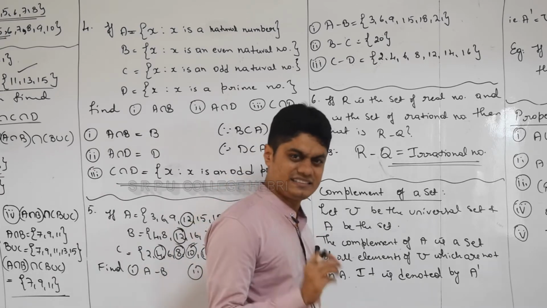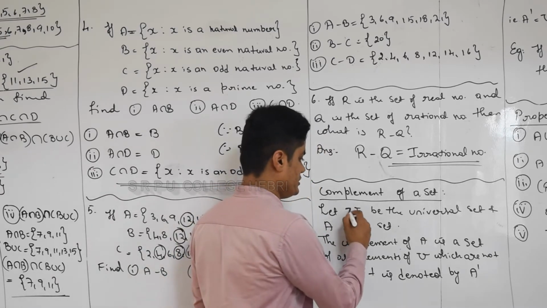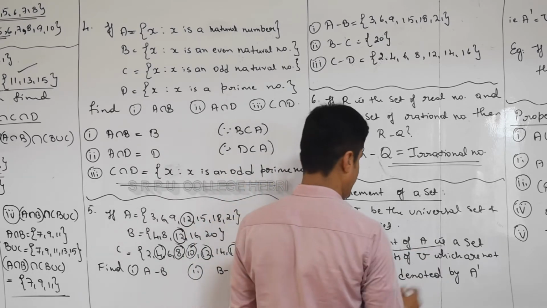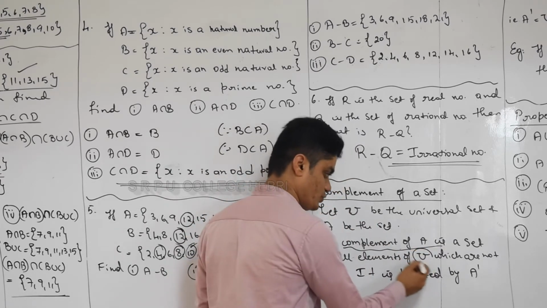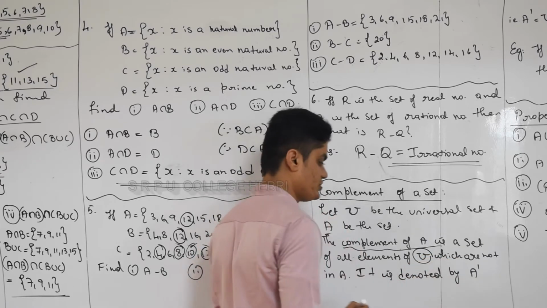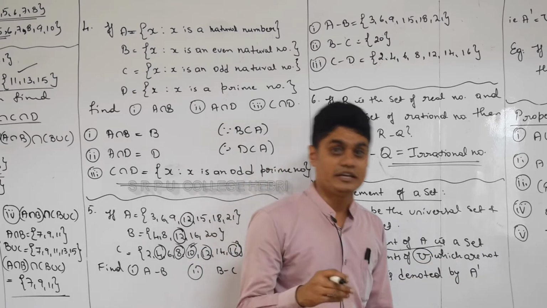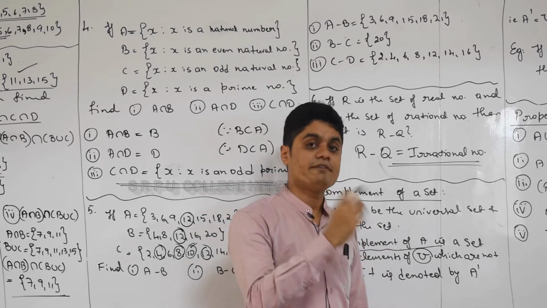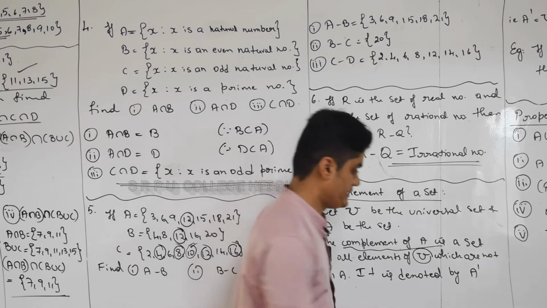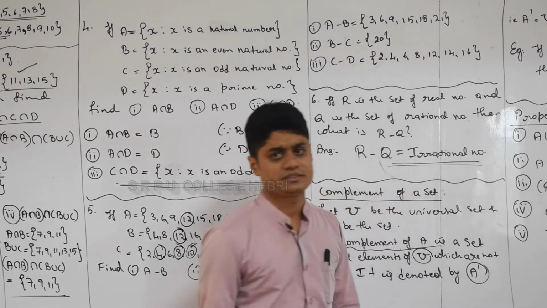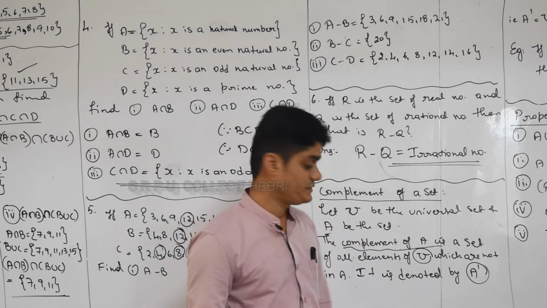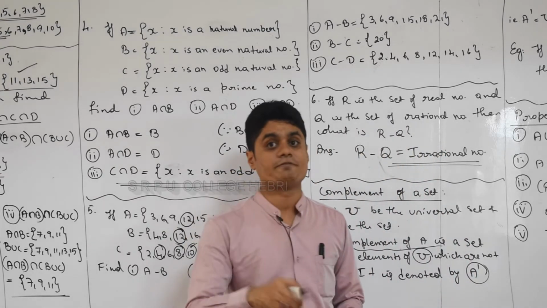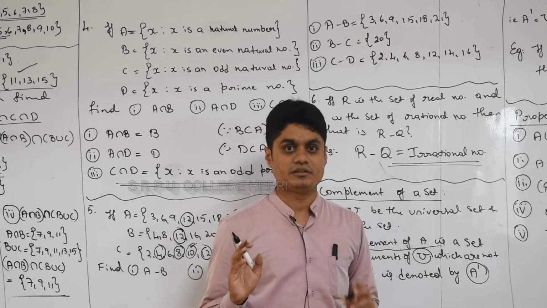Observe carefully. I'll define. It is simple, it is easy. Consider a universal set U and one set A. Then the complement of A is the set of all elements of U which are not in A. What do you do here? Removing A from U is called the complement, and it is denoted by A dash. So what do you mean by complement? Removing A from U is known as the complement of a set.